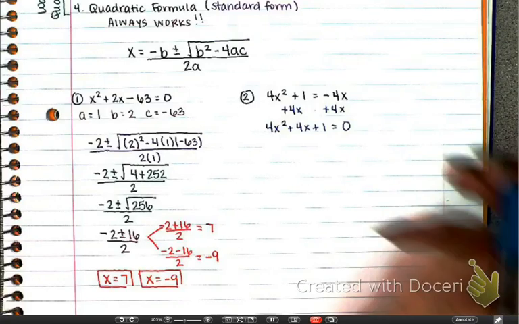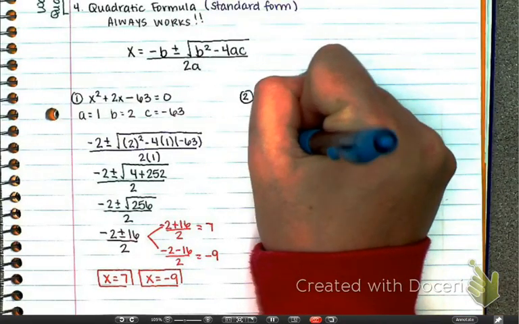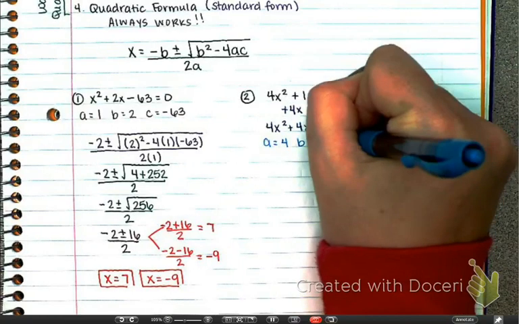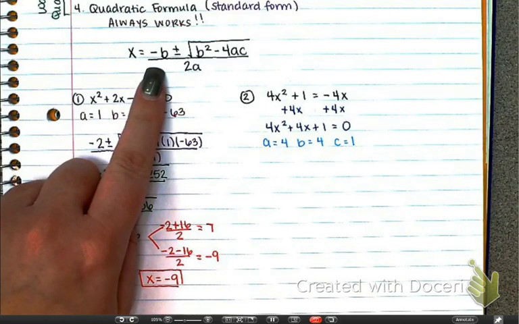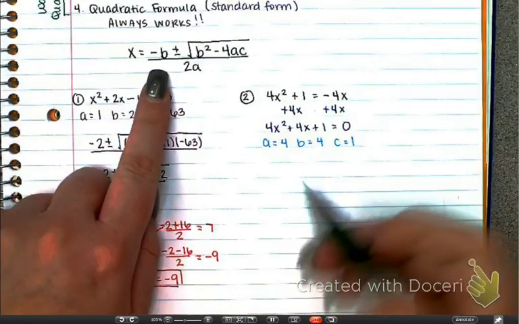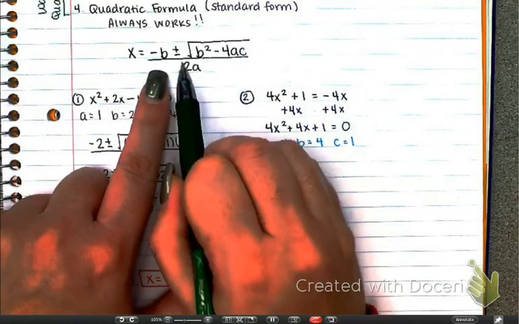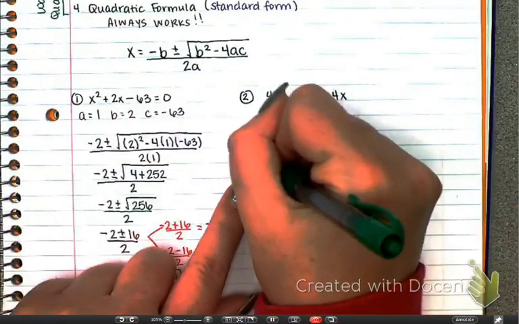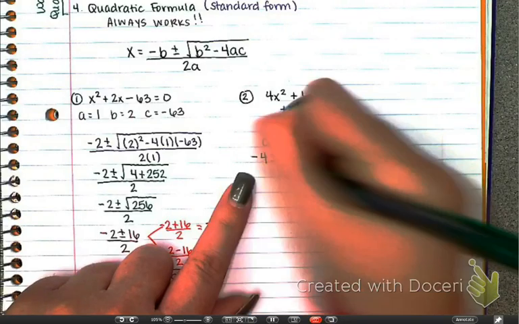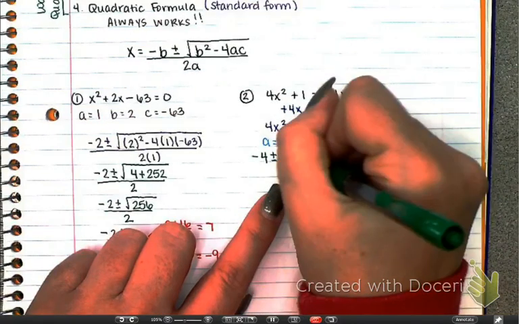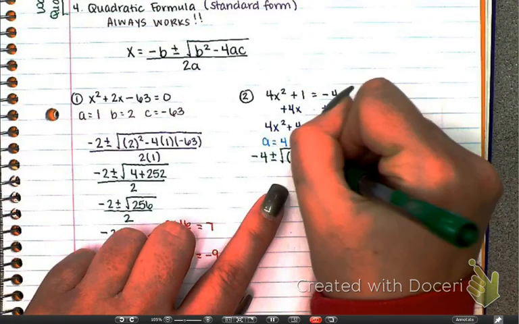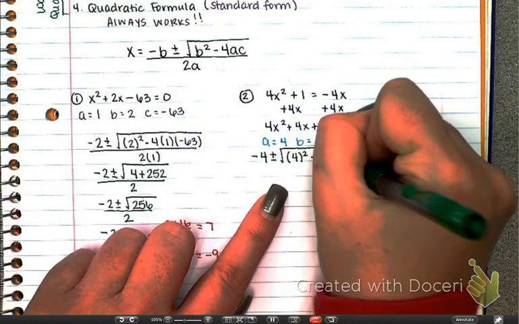Identify A, B, and C. So A equals 4, B equals 4, C equals 1. Okay, once A, B, and C are identified, we're going to plug it into the formula. So negative B, so I have a 4 for B. I'm going to plug it in. Remember, the negative B is part of the equation. So negative 4 plus or minus the square root of B squared minus 4 times A times C.